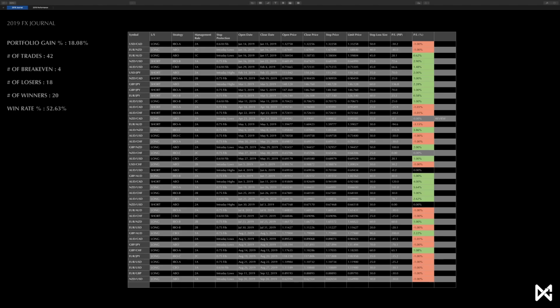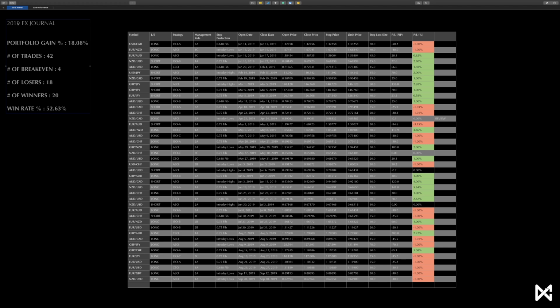All right, so again, this is a journal example from one trader. When we look at it here, the first thing that we're going to see is it's a pretty simple journal, right? And this is literally all that you require. And the first thing that we can see here on the left-hand side is just normal basic statistics. Portfolio gain, 18%. This is pretty good.